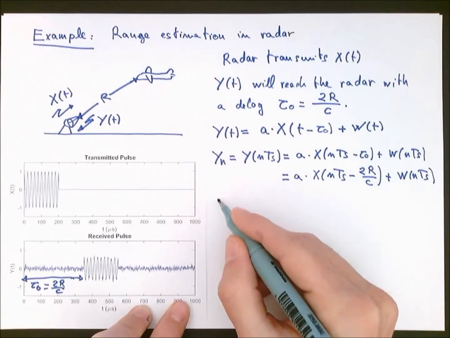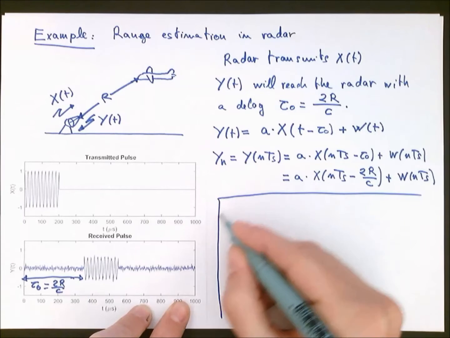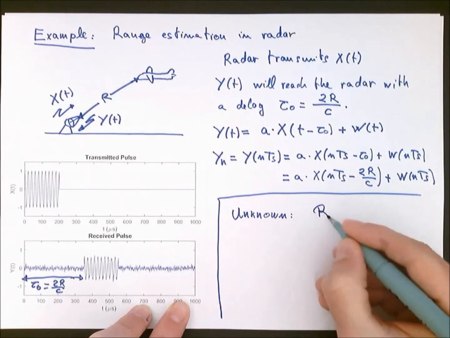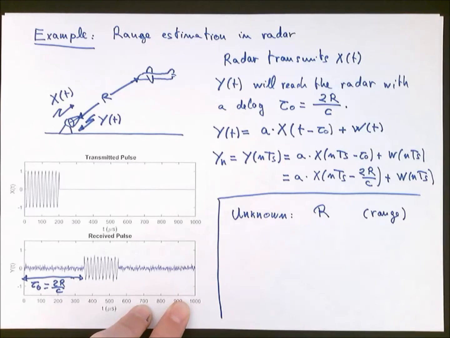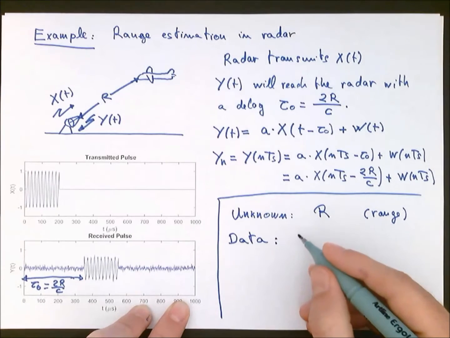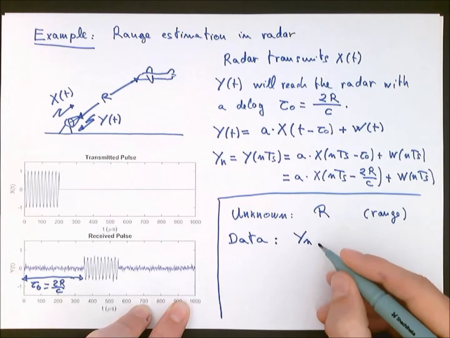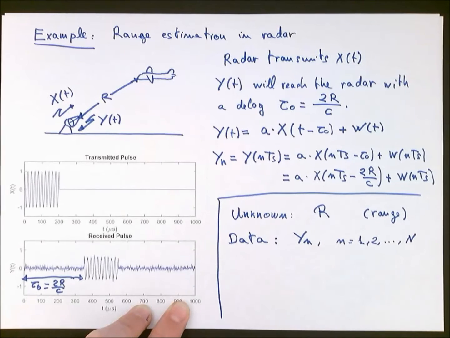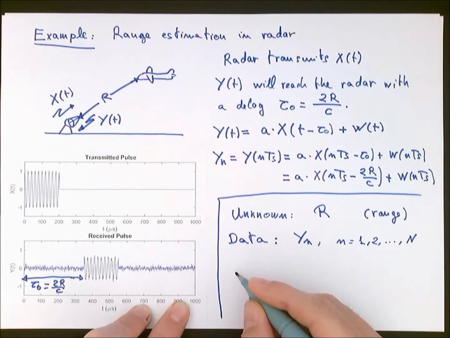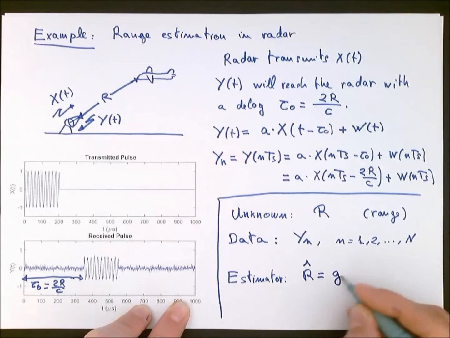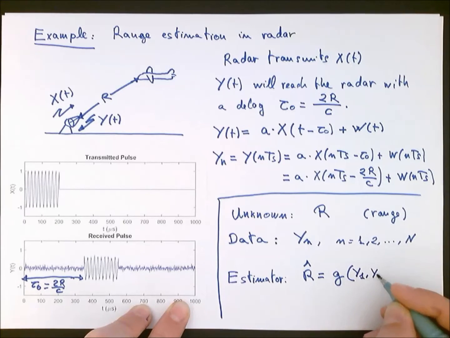Given all these elements, we can now formulate the estimation problem, in which our unknown parameter, the unknown quantity, is of course the range R, the range of the target. Our data, or the observations that we have available to estimate the range, are of course the samples of the received signal. We may have a few of them, maybe capital N. And all that would remain for us is the task of defining an estimator for R, which should be a function of the data.